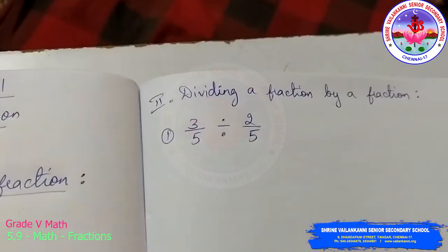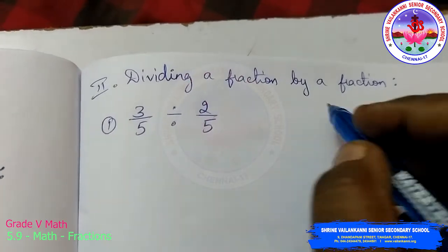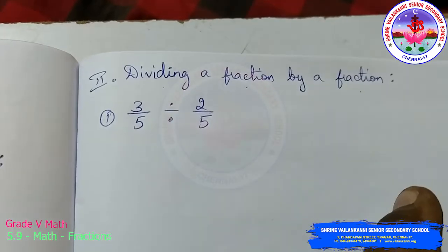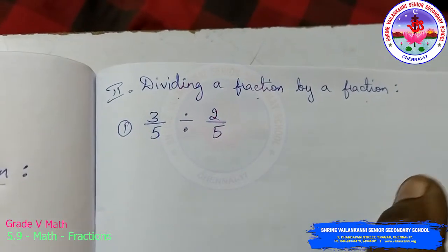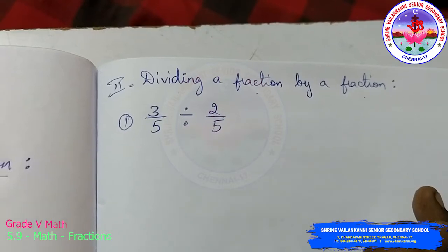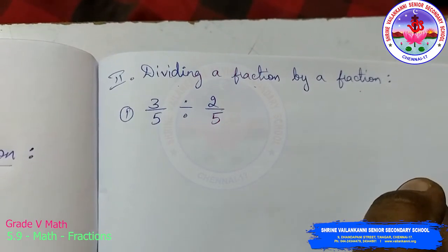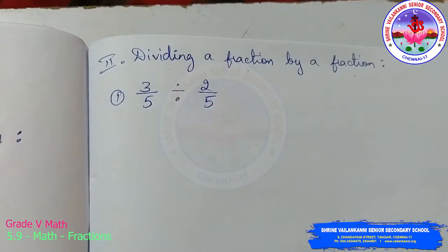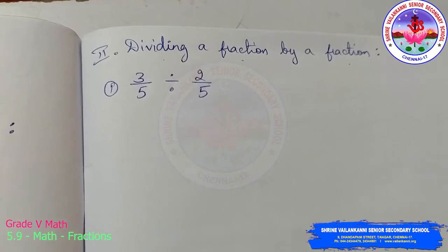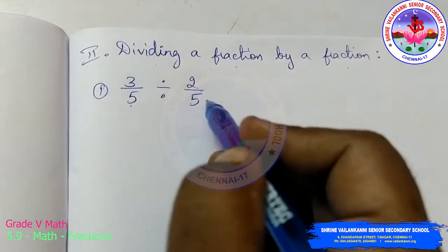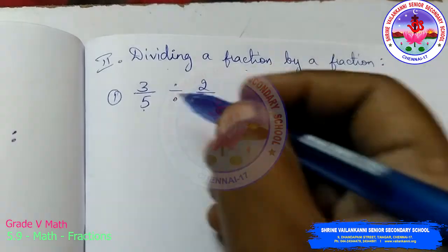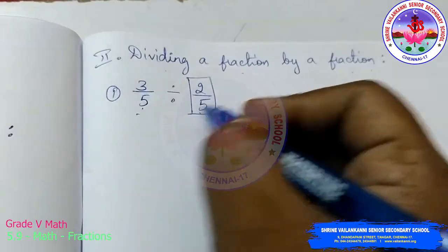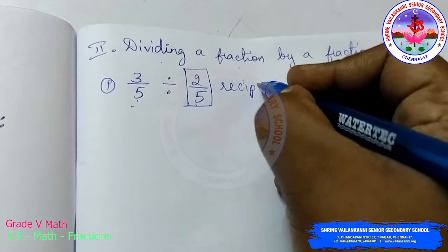So with this same exercise 11, we have one more topic, dividing a fraction by a fraction. First we saw in exercise 10 a whole number divided by a fraction. And then in exercise 11, first we saw a fraction divided by a whole number. So now we are going to see a fraction divided by another fraction. Here the same concept applies. So the left side value and the right side value. The right side value you are going to take the reciprocal of.